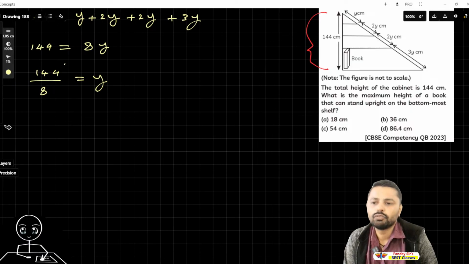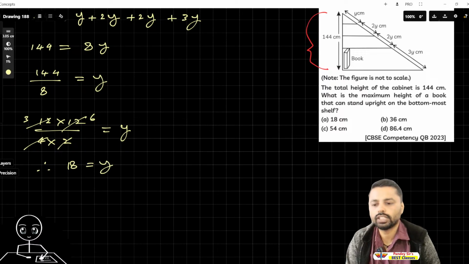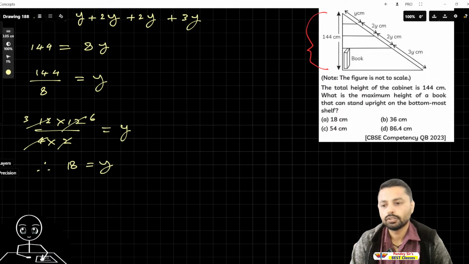144 by 8, I'll simply write 12 into 12 by 4 into 4, oops, that's not 4 into 4, that's 4 into 2. 4 ones are 4, 4 threes are 12, 2 ones are 2, 2 sixes are 12, 6 threes are 18, so equal to y. Therefore 18 equal to y. Okay, so that's the answer. No, that's not the answer. This is not the answer. Okay, this is the y value.